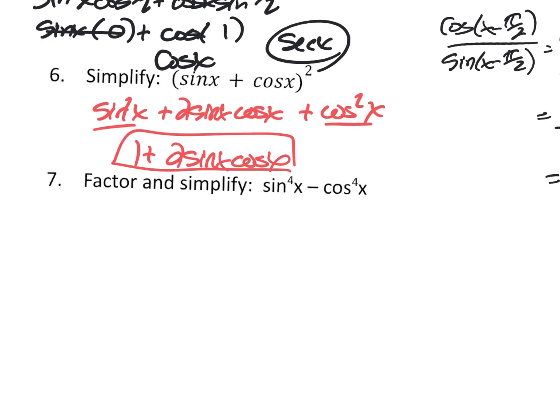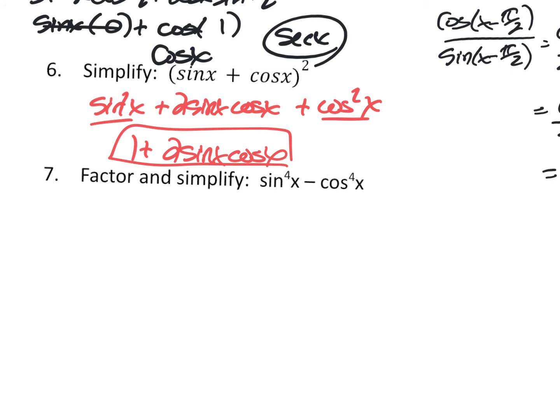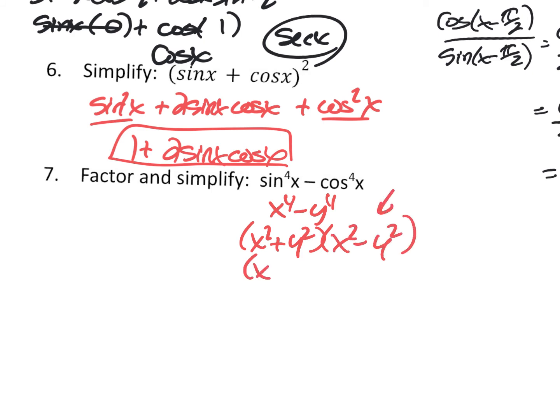Number 7 says factor and simplify. It may help you a little bit to substitute here, make that x to the fourth minus y to the fourth, and factor it, then put the sines and cosines back in. That's what I'm going to do right here. So I'm going to make that x squared plus y squared times x squared minus y squared. That's the difference of squares, by the way. Look at this one. It's another difference of squares. So I'm going to have x plus y, x minus y.